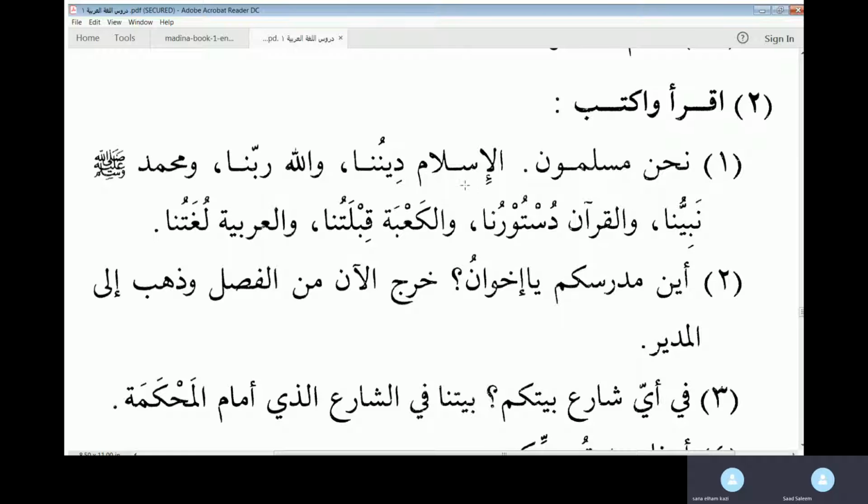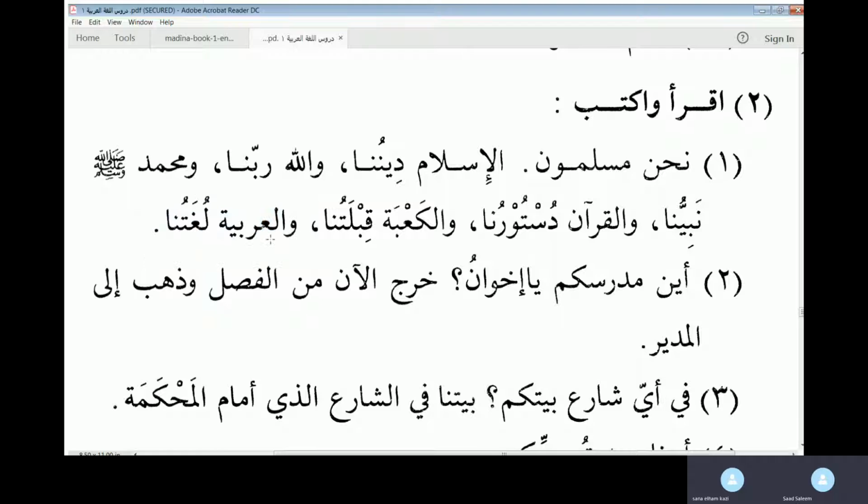And in my book it is written that wal-Quran dusturuna. What is the meaning of this? Al-Quran dusturuna. Our Quran is our guide. Yes, our guide, our constitution, okay. Al-Ka'batu Qiblatuna, and the Kaaba is our direction of praying. Wal-Arabiyyatu Lughatuna, and Arabic is our language.